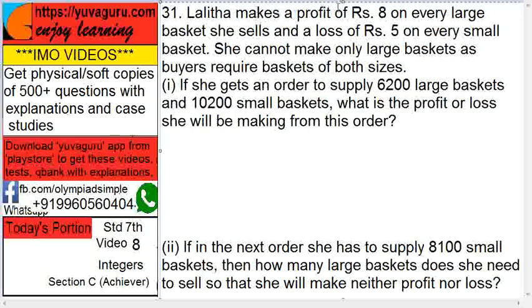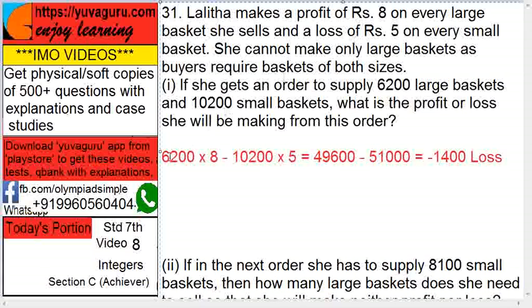Lalitha makes a profit of rupees 8 on every large basket she sells and a loss of rupees 5 on every small basket she sells. She cannot only make large baskets as buyers require both baskets, large and small. Now, if she gets an order of 6,200 large baskets and 10,200 small baskets, what is the profit or loss she will be making for this order?